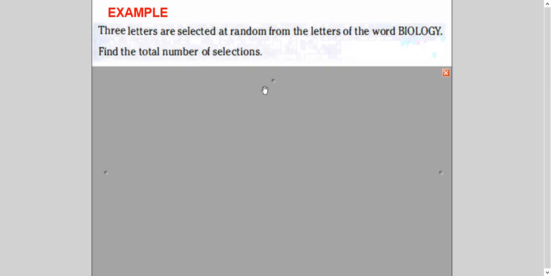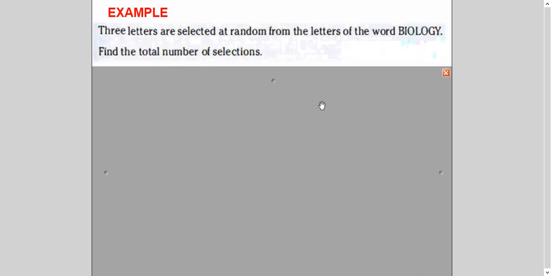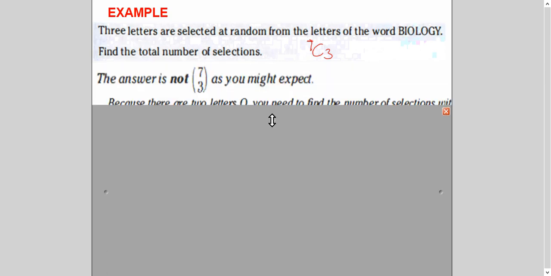Now, this is another very, very important question when we are talking about combination of R items from N items, and items are not distinct. They are identical also, few of them. Very important question. 3 letters are selected at random from the word biology. 1, 2, 3, 4, 5, 6, 7. So there are 7 letters in which 2 O's are identical. If they were not identical, life would be simple. I could do 7C3. But when you have identical cases, you can't do this, right? You can't. You have to handle it stepwise.